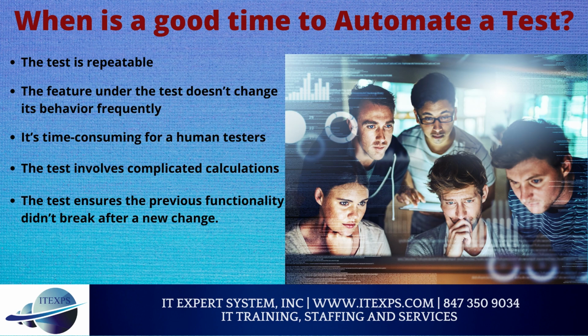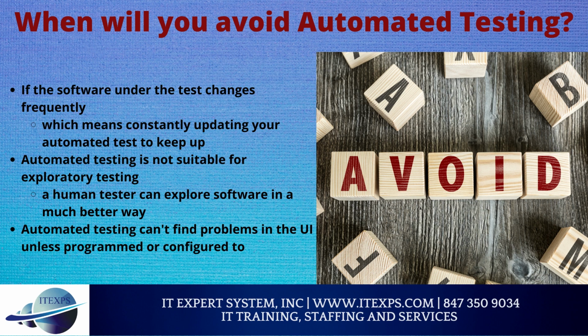When is a good time to automate a test? A test is a good choice for automation under the following rules. The test is repeatable. The feature under test doesn't change its behavior frequently. It's time-consuming for a human tester. The test involves complicated calculations. The test ensures the previous functionality didn't break after a new change.